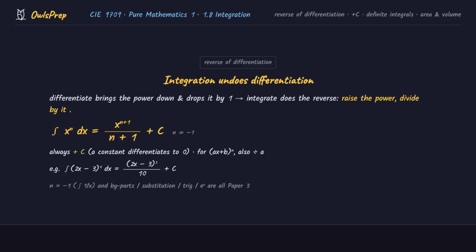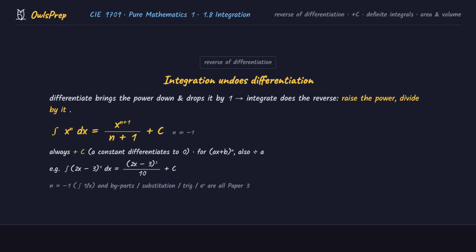Differentiation takes a function to its derivative. Integration goes the other way. Given the derivative, recover the original function. Since differentiating with the power rule brings the exponent down and drops the power by 1, integrating does the reverse. Raise the power by 1, then divide by that new power.